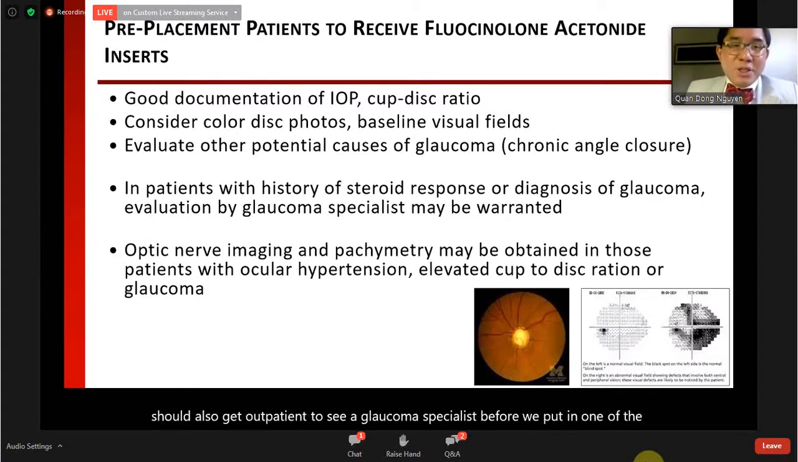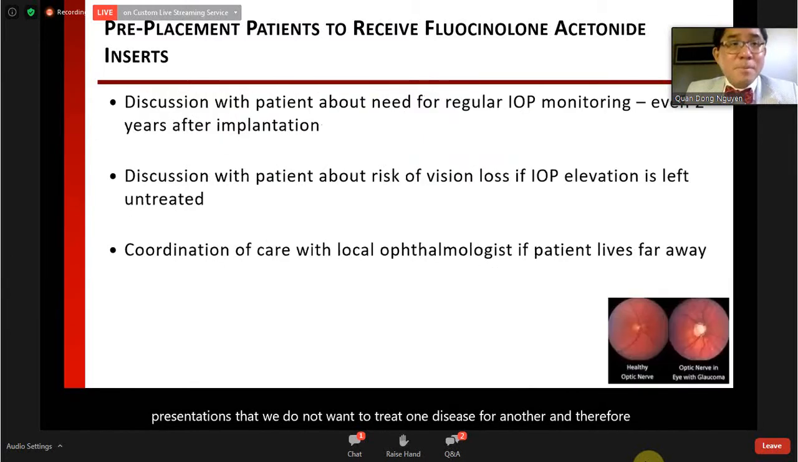Optic nerve imaging and pachymetry using an OCT device and other devices should or may be obtained in those patients with ocular hypertension or elevated cup to disc ratio, or glaucoma. Again, the goal for us as the caring physician for patients is that we do not want to treat one disease for another, and therefore we want to provide our patient with the maximum care, looking at multiple aspects.